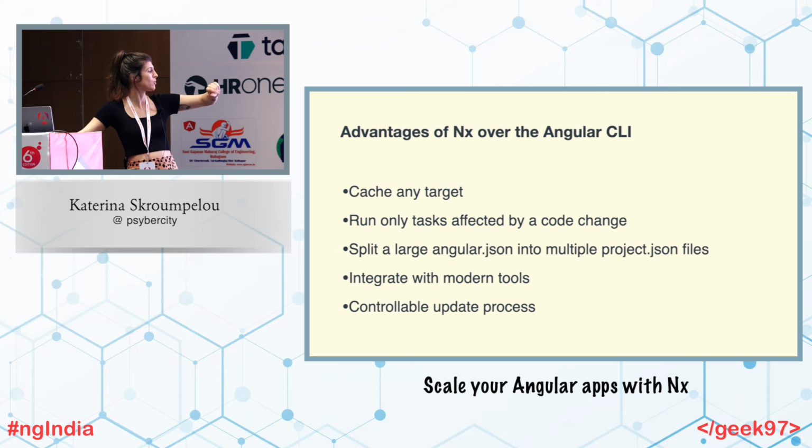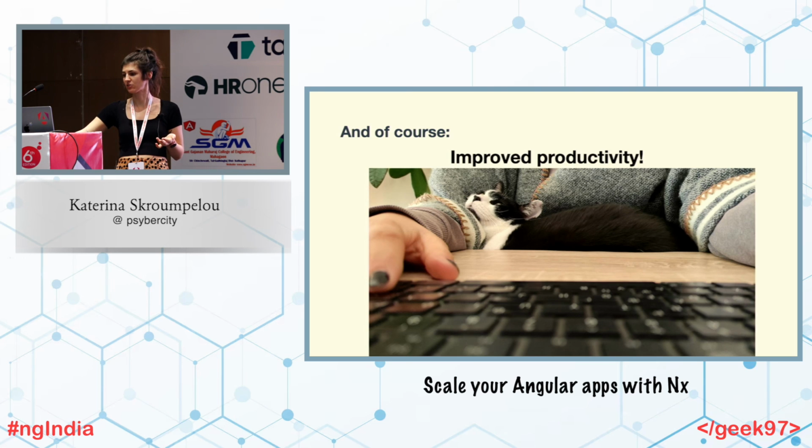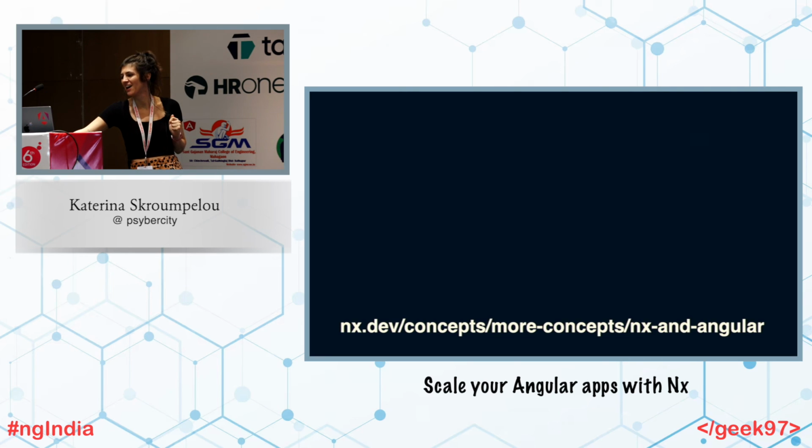Advantages of NX, I'm almost done. Advantages of NX over the Angular CLI: you can cache any target. You only run tasks that are affected by a code change. You split a large angular.json into multiple project JSON files. More easy to maintain, more easy to share, more easy to explain, integrate with modern tools, and controllable update process with the migrators. And of course, improved productivity if you have a cat on your lap.